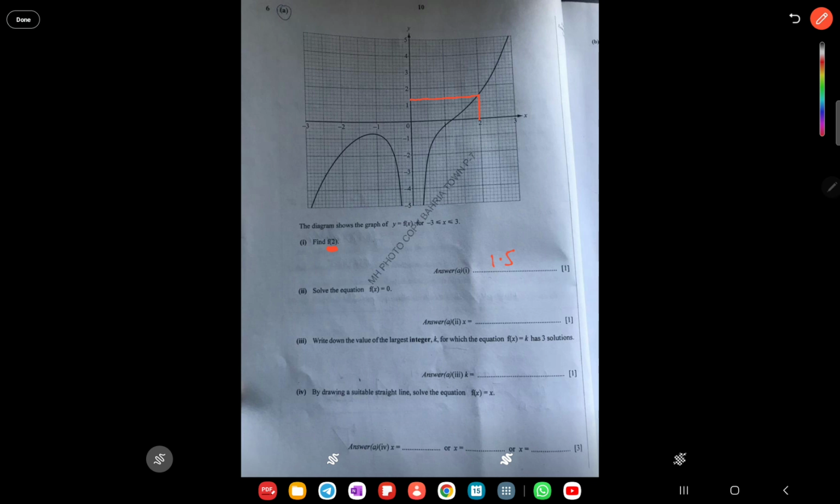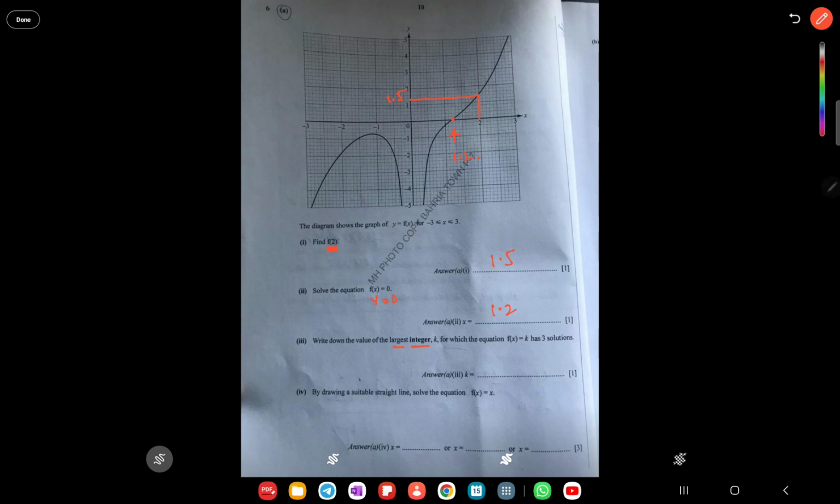In the next question, it asks us to solve the equation f of x equals 0. So we put y equals 0. From the graph, we see where y is equal to 0. Over here, this point is where y equals 0. Now you have to find the value of this point, and it's going to be again 1.2. So I'll write it down, 1.2 over here.